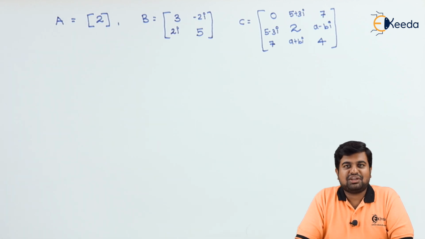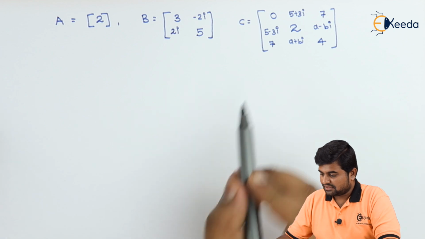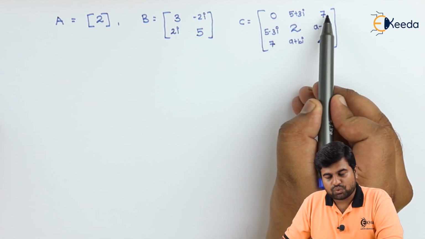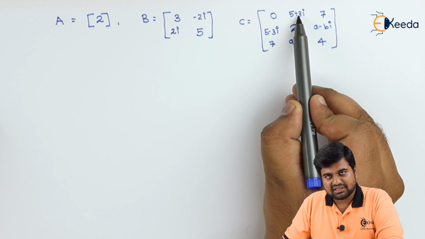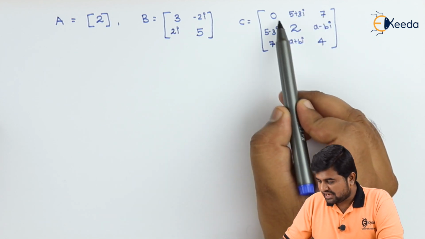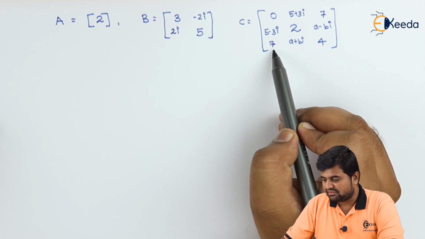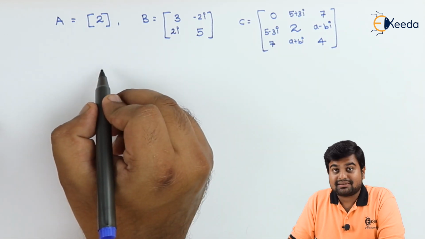So let us check in the 3 by 3 Hermitian matrix, row wise and column wise, whether we have constructed the Hermitian matrix correctly or not. In 3 by 3, if we consider the first row 0, 5 plus 3i and 7, and if we take the column 0, 5 minus 3i and 7. So let us write row wise.